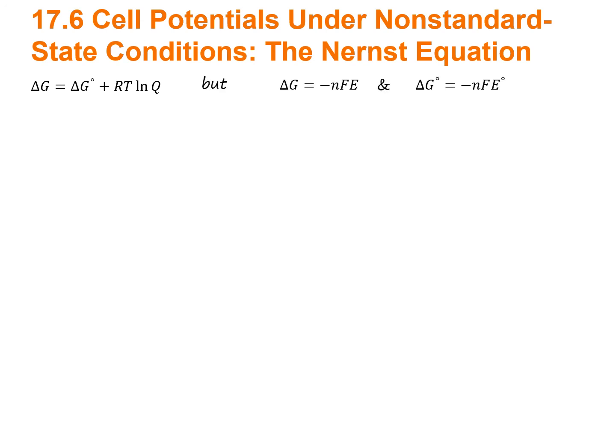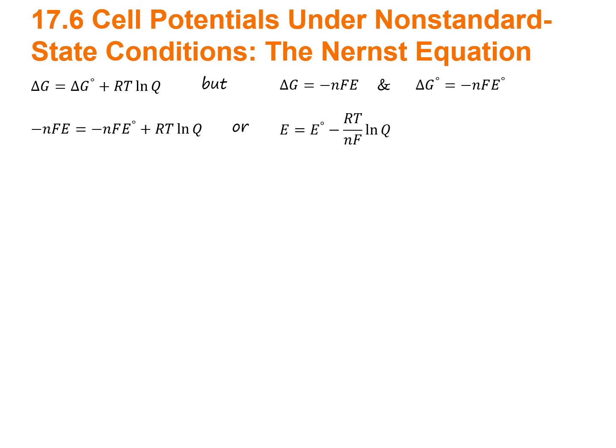We know that delta G equals minus NFE. If we're talking about the standard state, it's delta G naught equals minus NFE naught, right? So we can go ahead and plug those values in for delta G's here. And so what we can do is simplify that by dividing both sides by the NF, and we end up with a value of E equals E naught minus RT over NF ln of Q.